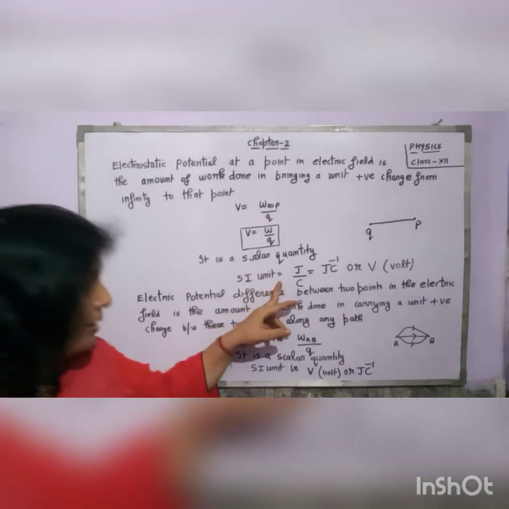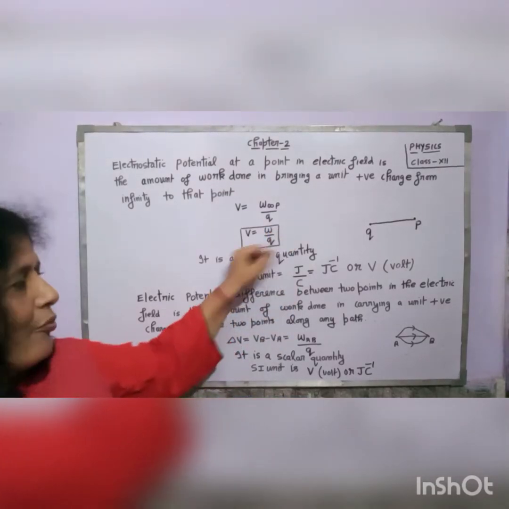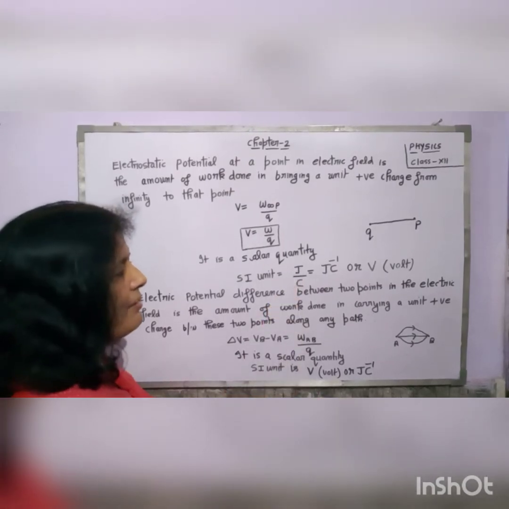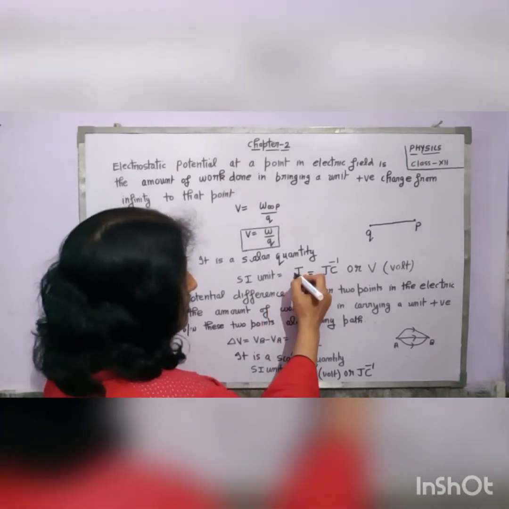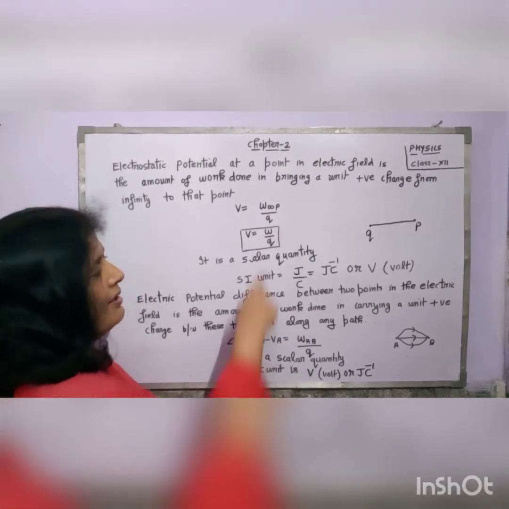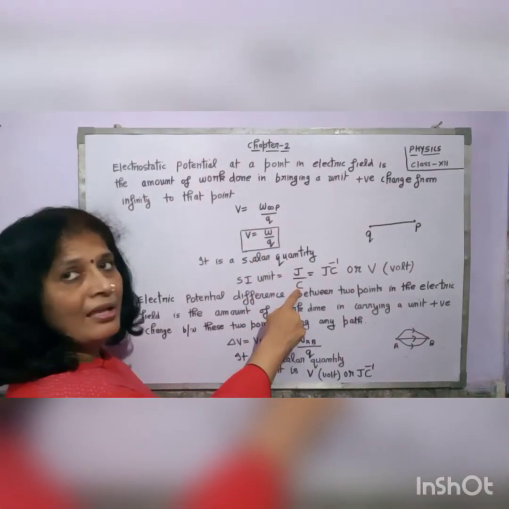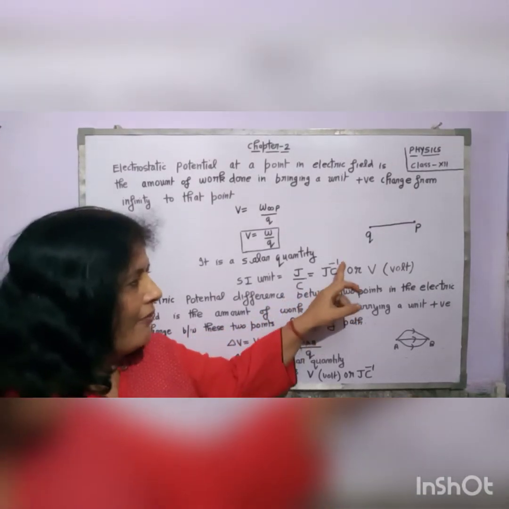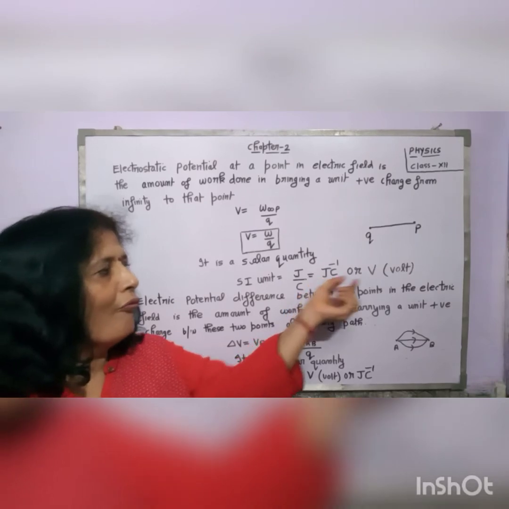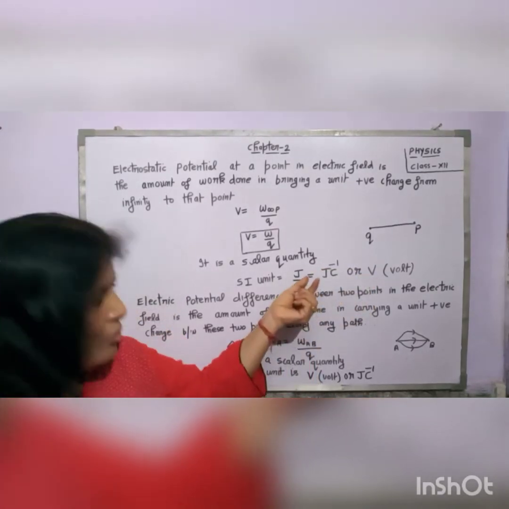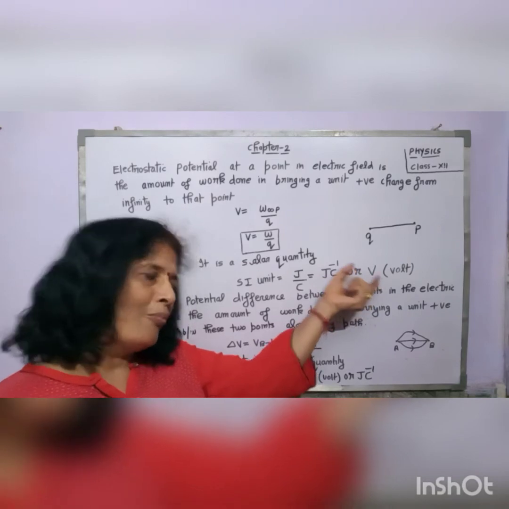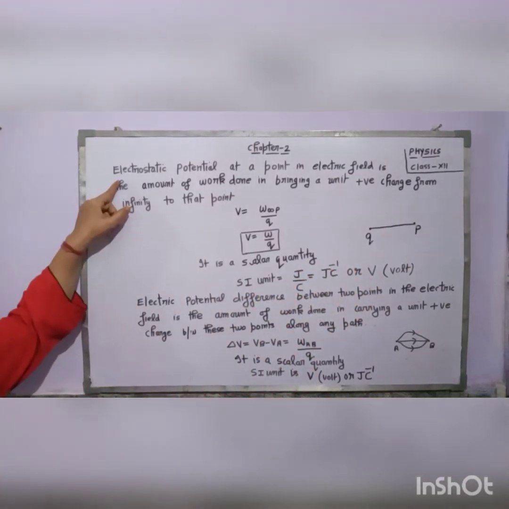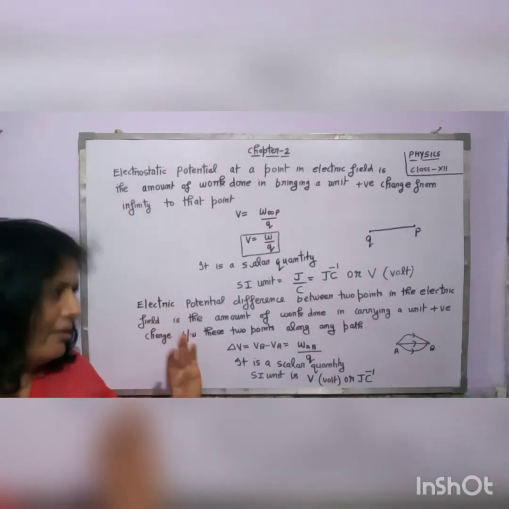What is the SI unit? The SI unit you can determine from this formula. Now the SI unit of work done is joule, which is represented by capital J. And what is the SI unit of charge? That is your coulomb. It is denoted by capital C. Now on simplifying we get joule coulomb inverse. It is also known as the volt. Either you say joule coulomb inverse or volt, both are the SI unit of electrostatic potential or electric potential.